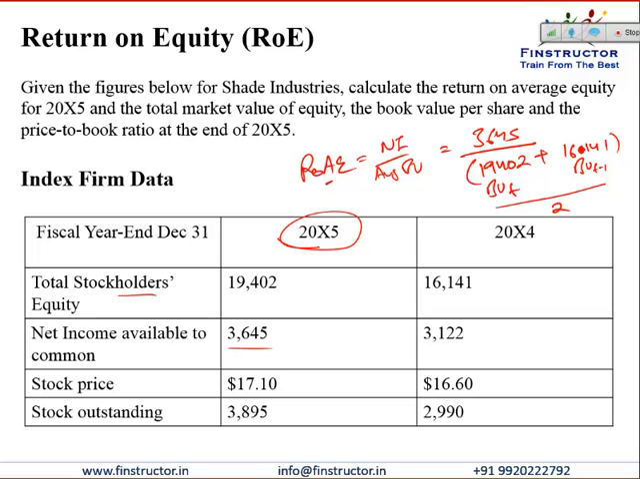The market value of equity would be the stock price multiplied by the number of shares outstanding. So this will give us the market value of equity. The book value per share at the end of 2005 will simply be the total stockholders' equity divided by the total number of shares. So it will be 19402 divided by 3895. This will be the book value per share.